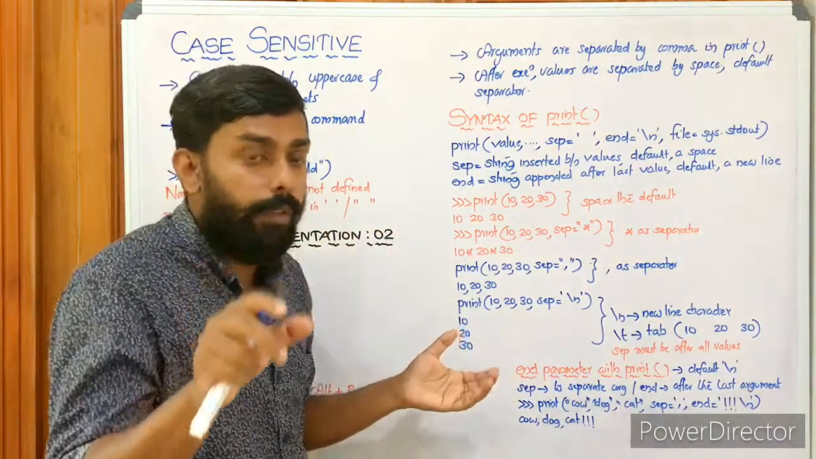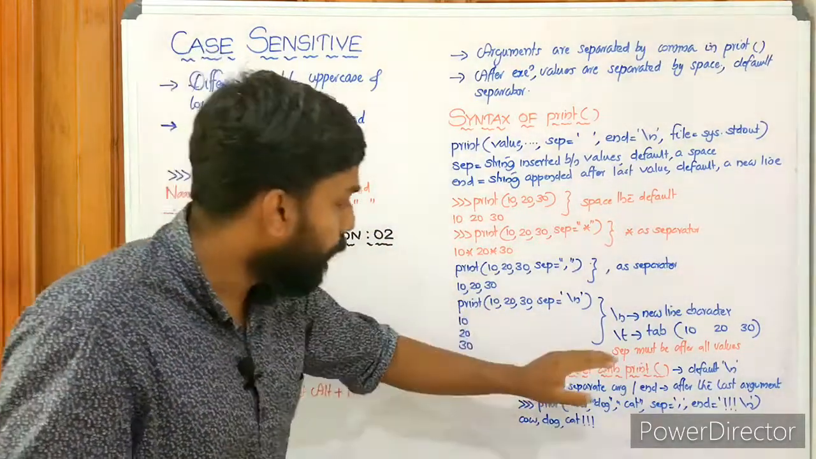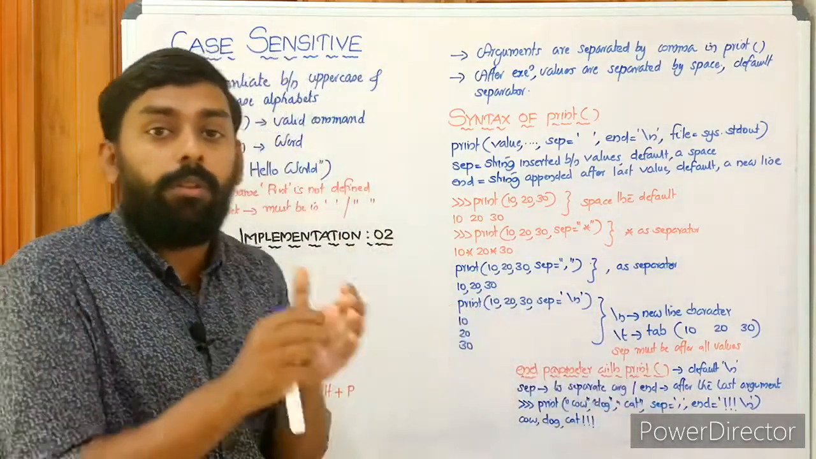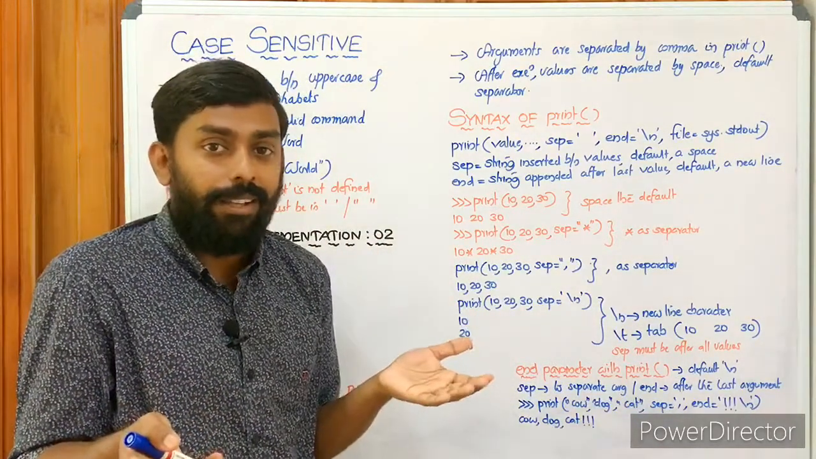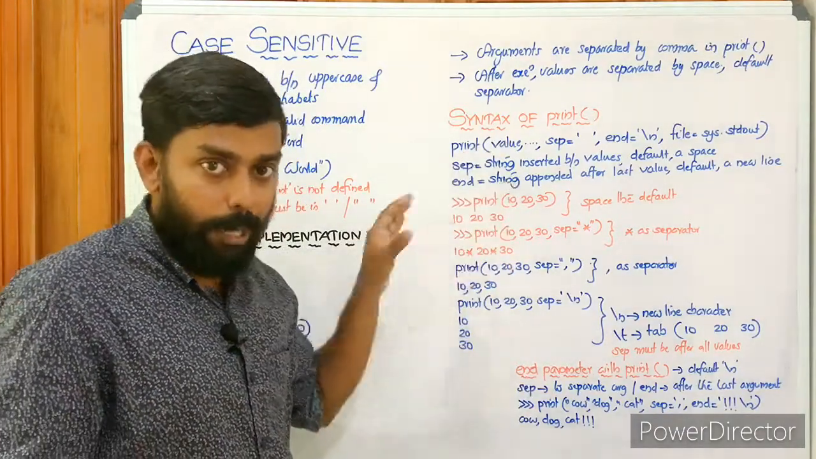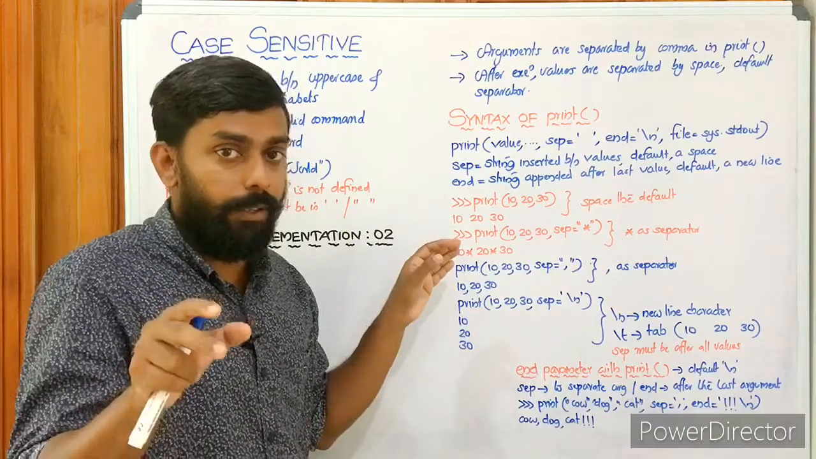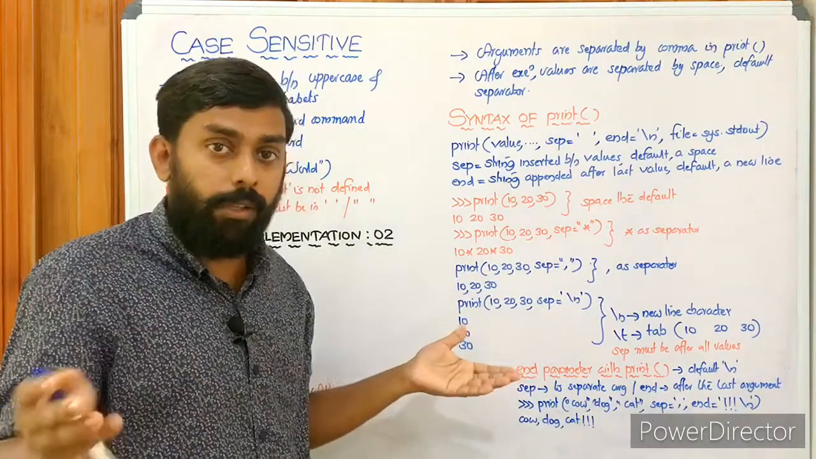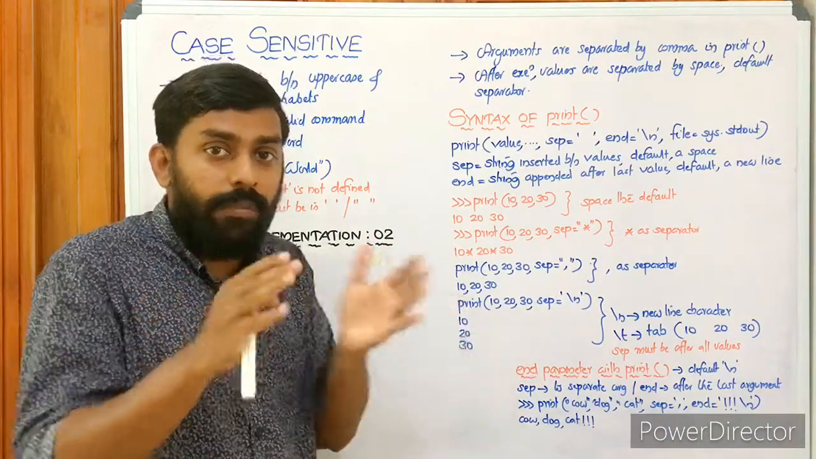Now we are going with end. The end parameter with the print function. You know the default value of end. That is slash n. This is sep. We have discussed sep, and we are going to learn end. Do you know the difference between sep and end?